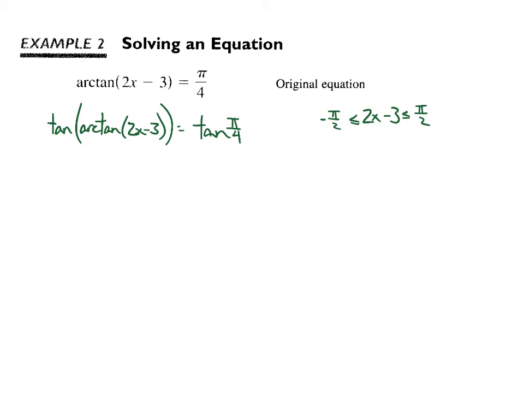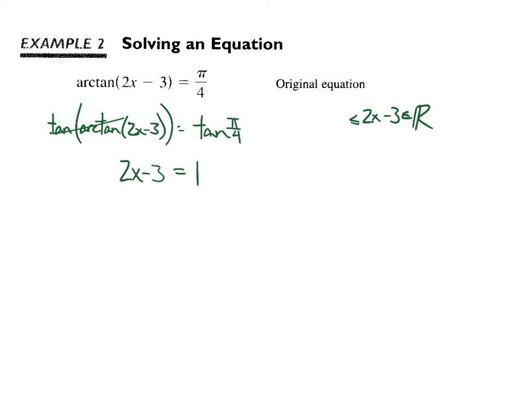So here, those will cancel each other out. 2x minus 3 equals what? 1. Okay? And x equals... wait a sec, hang on. 2x minus 3 isn't there. 2x minus 3 for tangent. Yeah, this can be any real number.